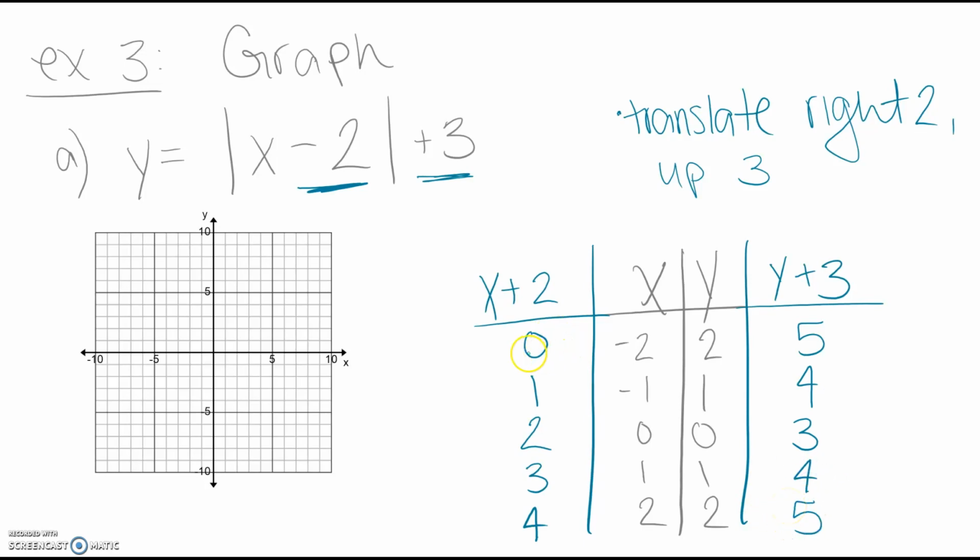And then we're going to graph. So you've got 0, 5, 1, 4, 2, 3, 3, 4, and 4, 5.